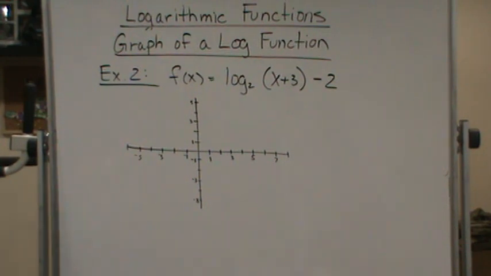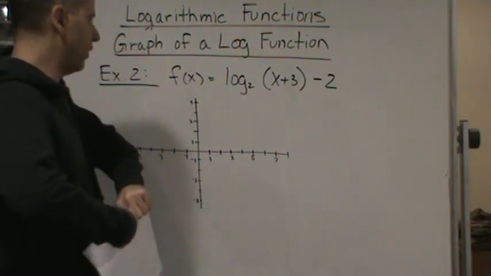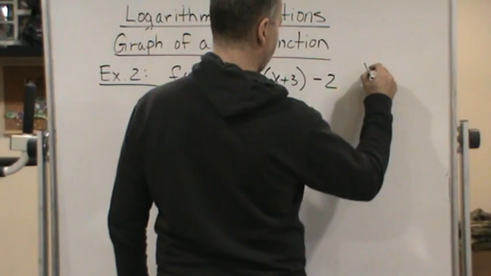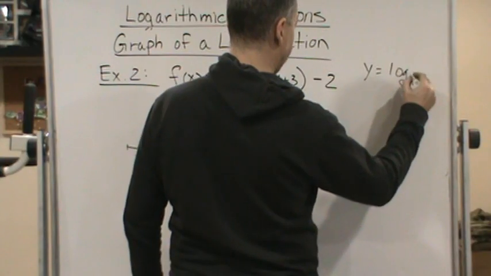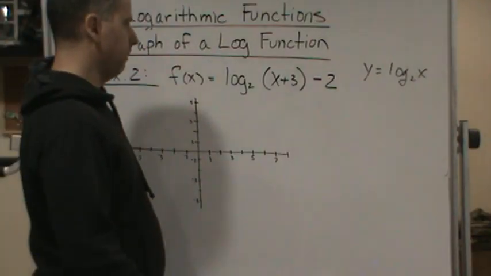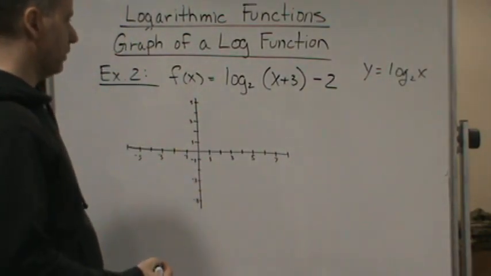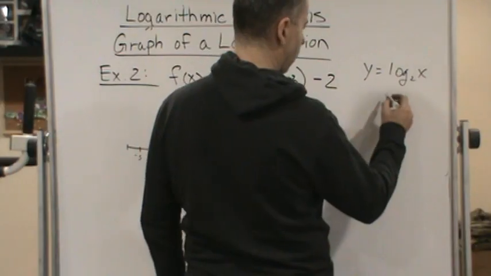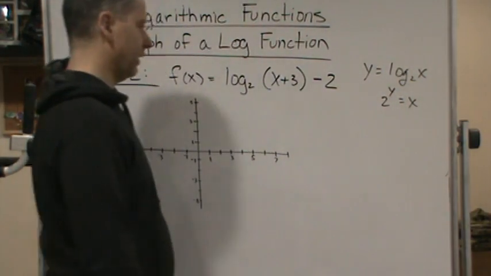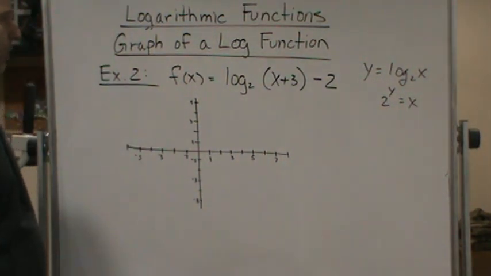All right, now let's do this example. In this example, we're going to use transformations. Again, just understanding how the basic log function works. If we look at y equals log base 2 of x, we're looking at exponents. We could write this as 2 to the y equals x, and just look at it backwards. So we're looking at powers of 2.